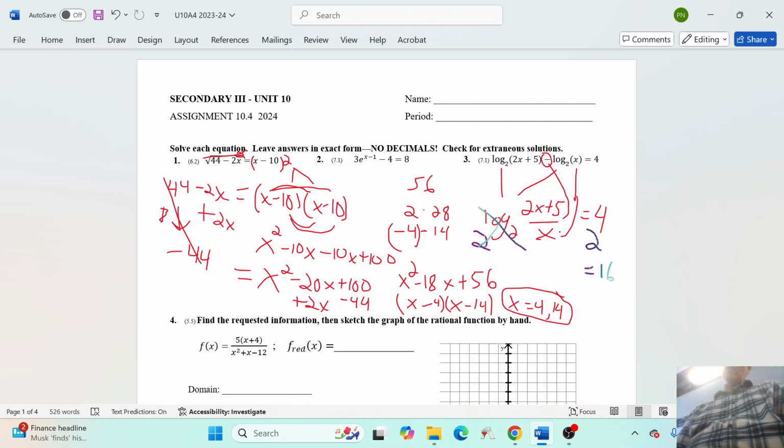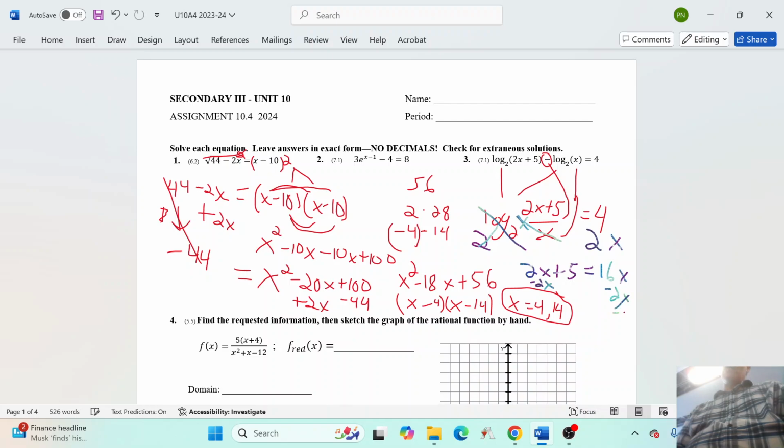And then you're going to have to multiply that x over to the other side, basically. And you have 2x plus 5. And you're going to minus 2x to the other side.